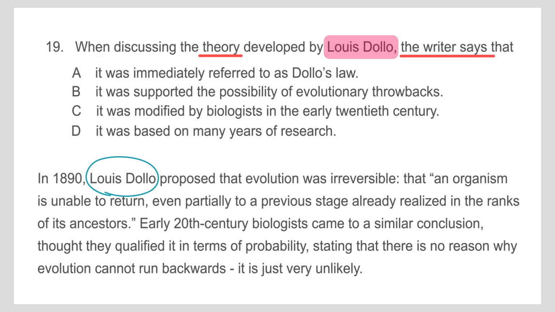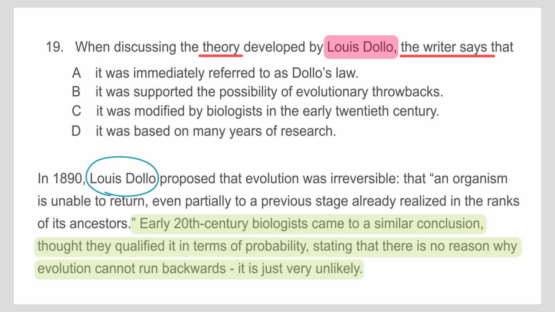So the first two sentences are not that important, right? What is important here is from the early 20th century biologists. That is the answer that we have to find in this sentence. Early 20th century biologists came to a similar conclusion, though they qualified it in terms of probability, stating that there is one reason why evolution cannot run backwards. Here is the idea of what the writer says about Louis Dollo's theory. Early 20th century biologists came to a similar conclusion, though they qualified it in terms of probability.